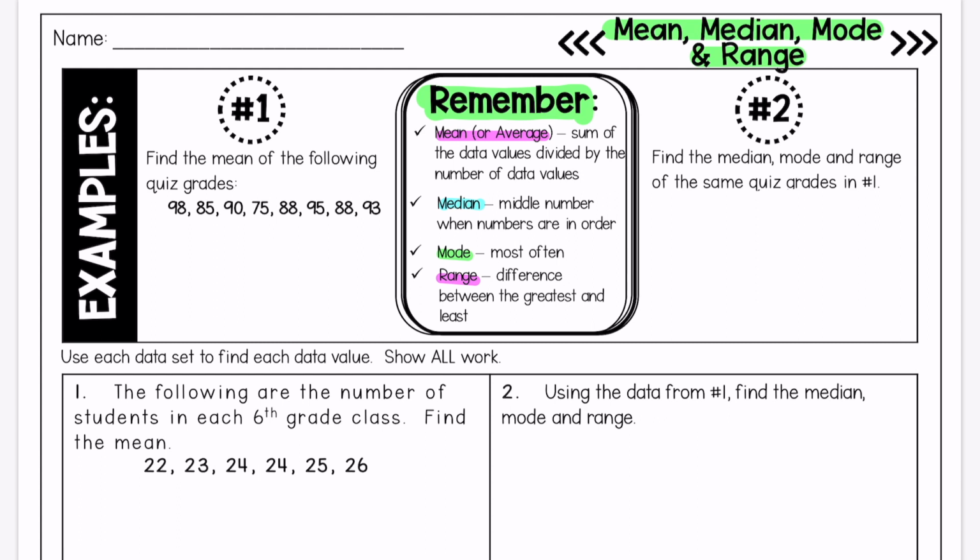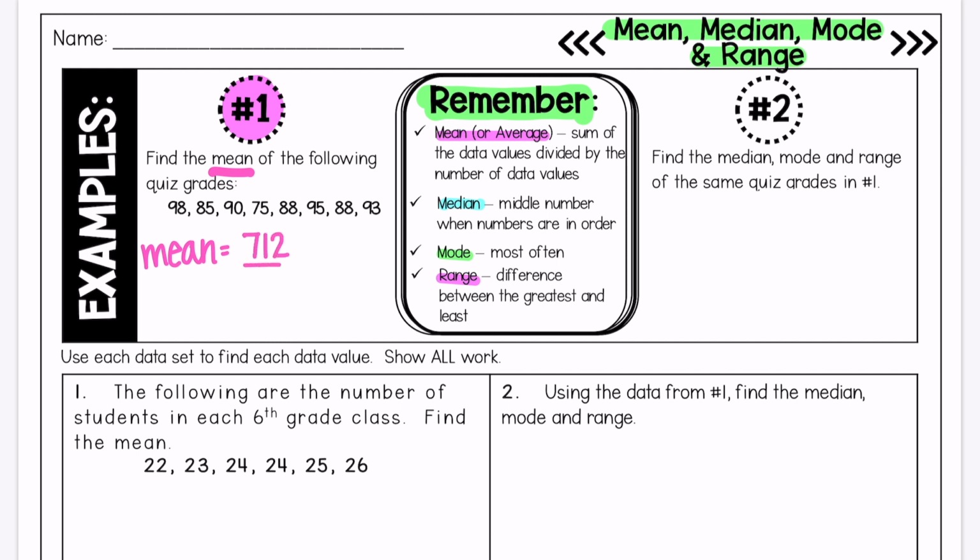So let's go look at example number 1 over here on the left. Here are a bunch of quiz grades, and they want us to find the mean, which is just the average. So what I need to do to find the mean is add all of these numbers up. I'm doing 98 plus 85 plus 90 plus 75 plus 88 plus 95 plus 88 plus 93, and I'm getting 712 when I add those all up.